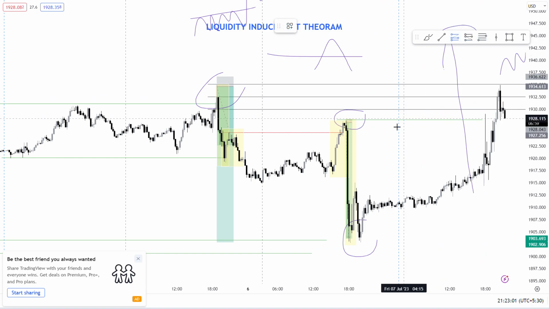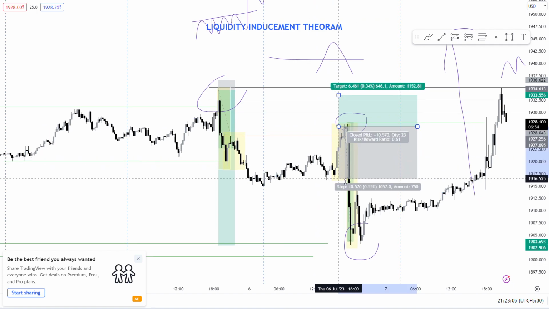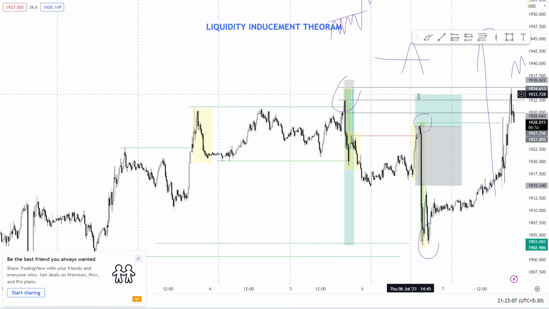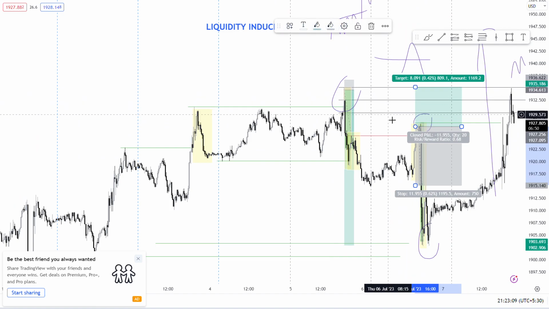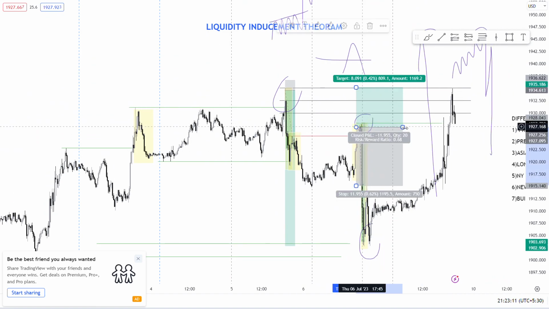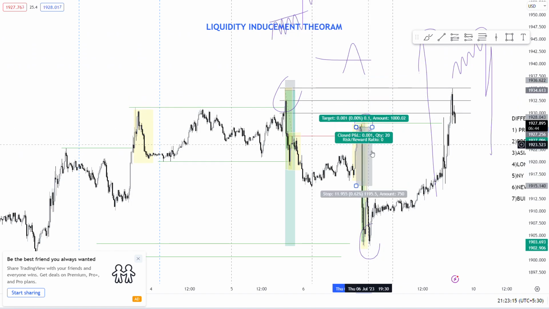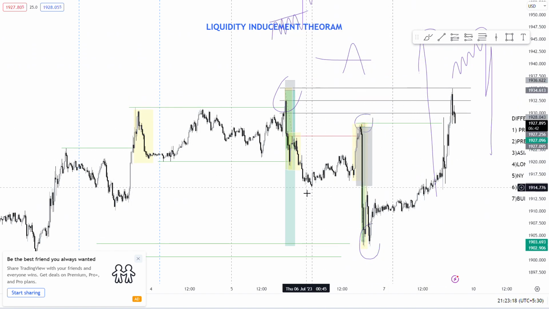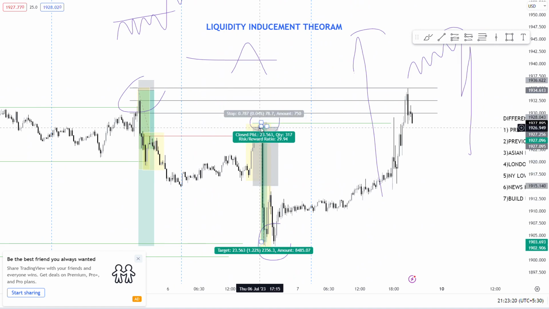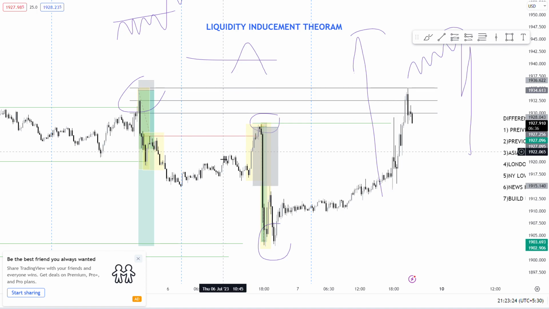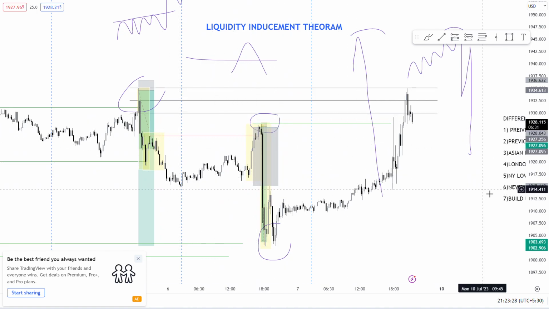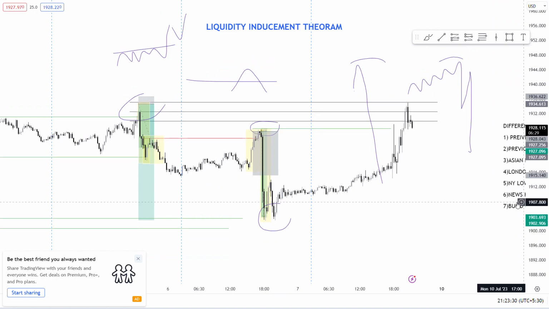I exactly know how the retail newbies will think. They will buy here, their stop losses will be here and the target will be here. They even trade with negative RR. So they hit the stop losses and our take profit will hit. This is where we can enter, but because there is no entry pattern for me, I do not enter. You can enter if you are aggressive, and your target will be here.